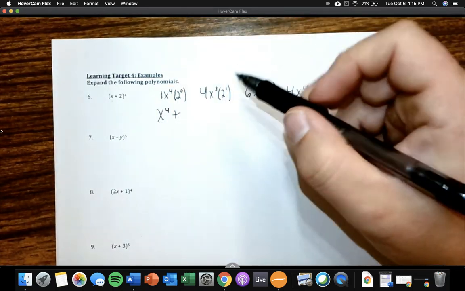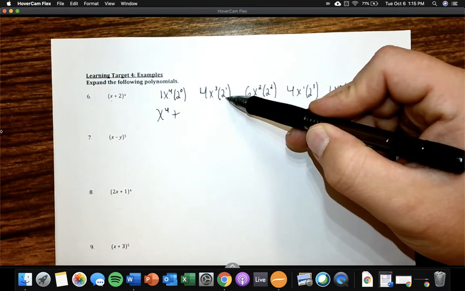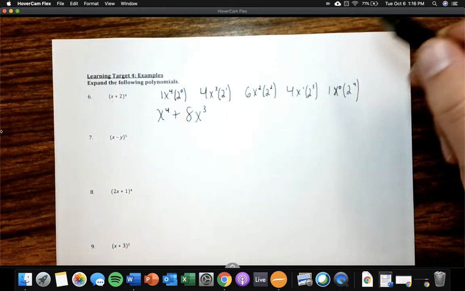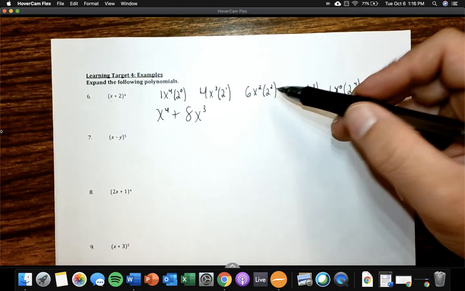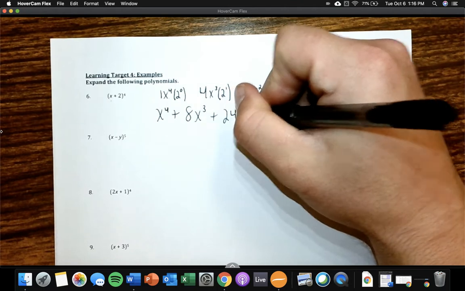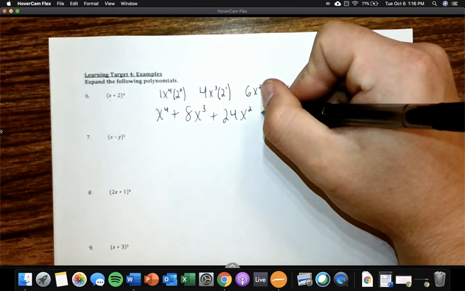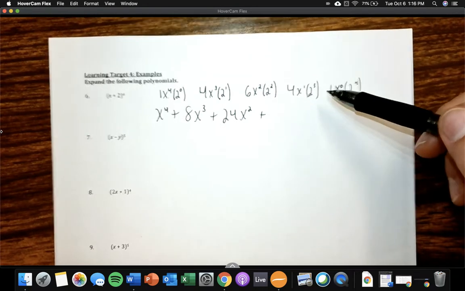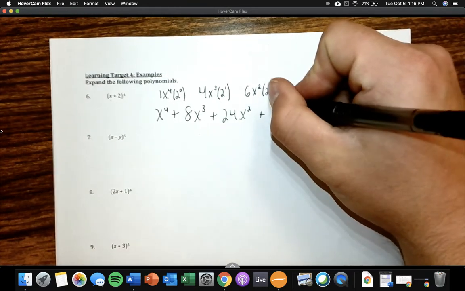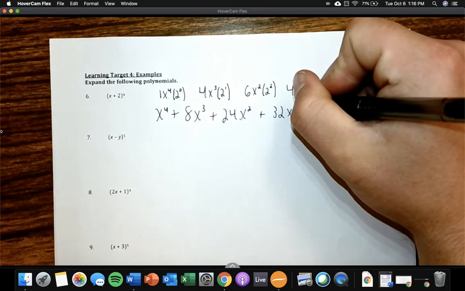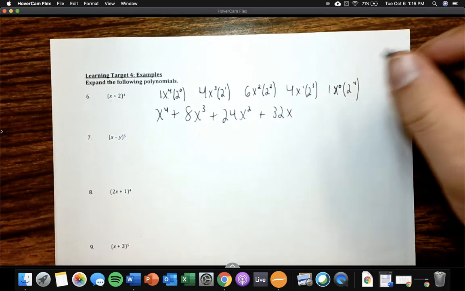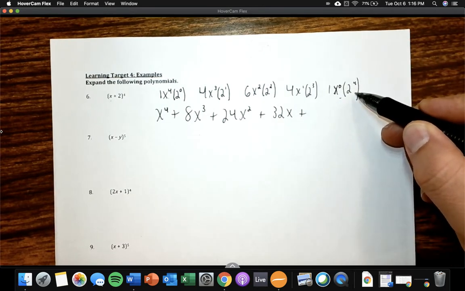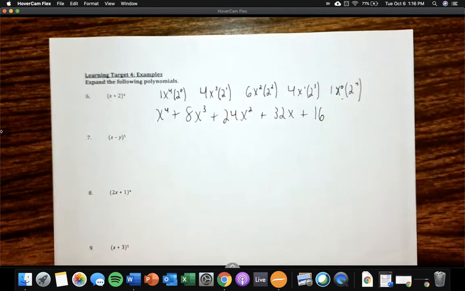And that's going to be plus, here we have this 4 times 2, so we have 8x cubed. 6 times 4 will give us 24, so plus 24x squared. Plus, here we have 4 times 8, which is 32, and that's going to be to the x, or times x. And then plus 1 times 2 to the 4th, which is 16.